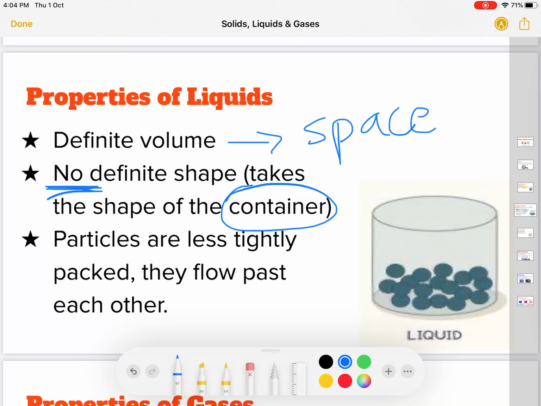Are they tightly packed as solids? No, they are less tightly packed. Okay, what can we say? They flow past each other. Like any liquid, guys, it is flowing, like sliding, okay? It's not really tightly packed.